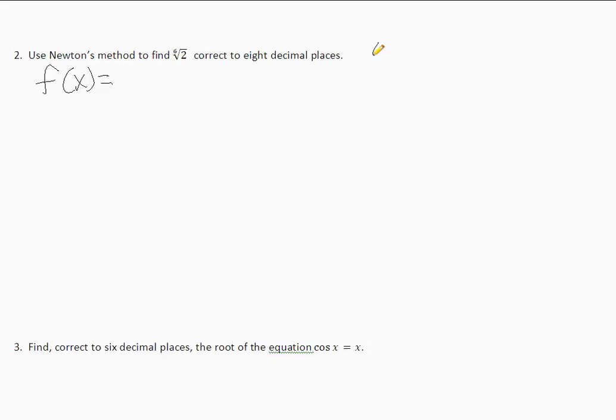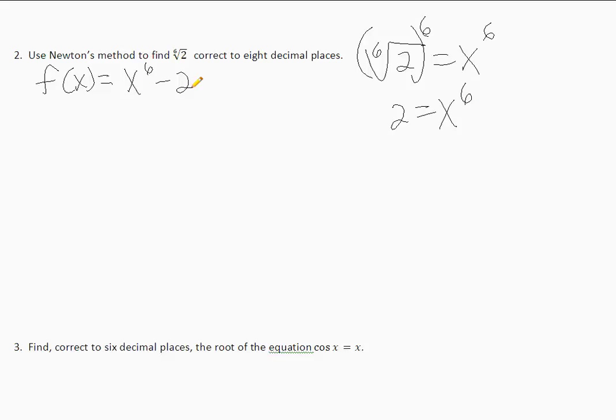Okay, so you're trying to find the 6th root of 2 as some number x. So raise both sides to the 6th. So I'd have 2 equals x to the 6th, and then subtract 2. So the actual function would be x to the 6th minus 2. Okay, the derivative would be 6x to the 5th.